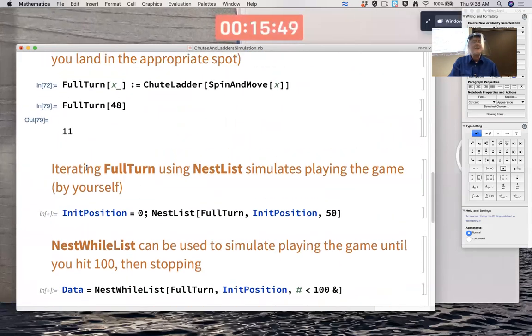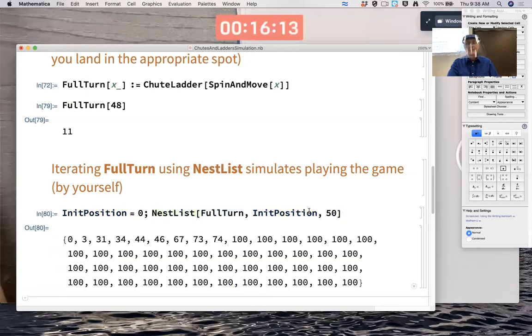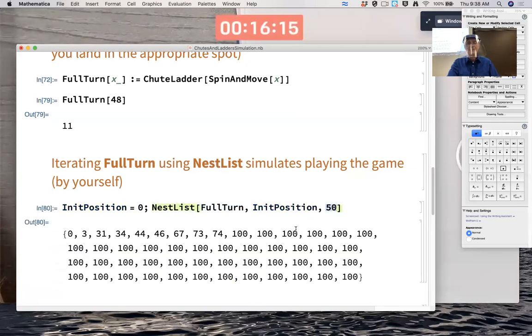Now I can iterate full turn with something called nest list to simulate playing the game by yourself. Init position means you're just starting off the board at position 0. Nest list is going to iterate this full turn function based on an initial position that I'm picking to be 0, so it's the start of the game. But I could pick something non-zero to simulate starting at some other spot. There we go. I did 50 iterations. And wow, that was a quick game, actually. The game was won in 1, 2, 3, 4, 5, 6, 7, 8, 9 spins.